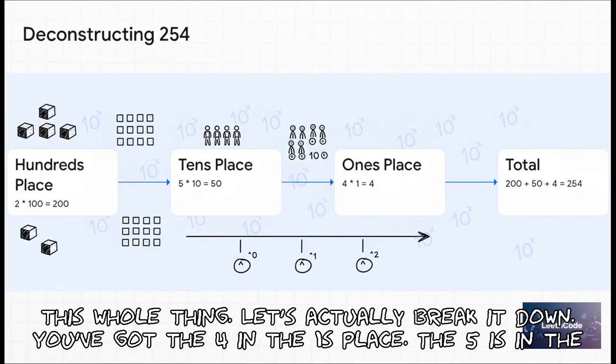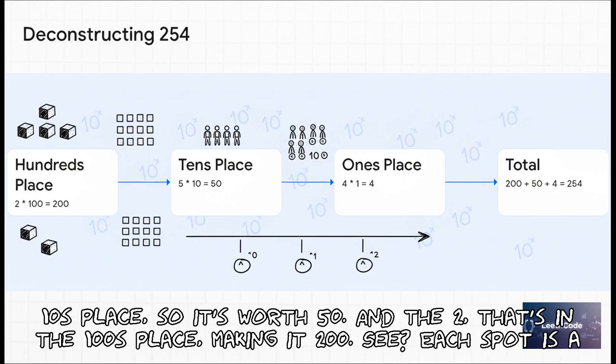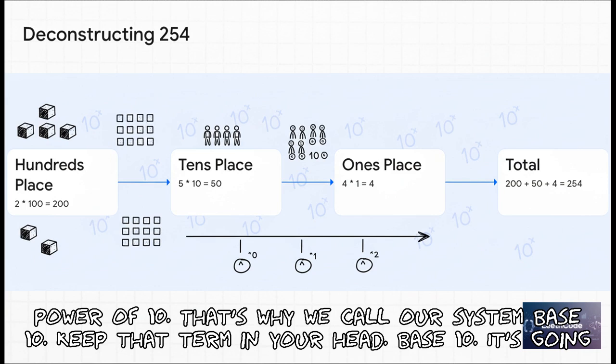Let's actually break it down. You've got the 4 in the ones place. The 5 is in the tens place, so it's worth 50. And the 2, that's in the hundreds place, making it 200. See? Each spot is a power of 10. That's why we call our system base 10. Keep that term in your head. Base 10. It's going to be important.